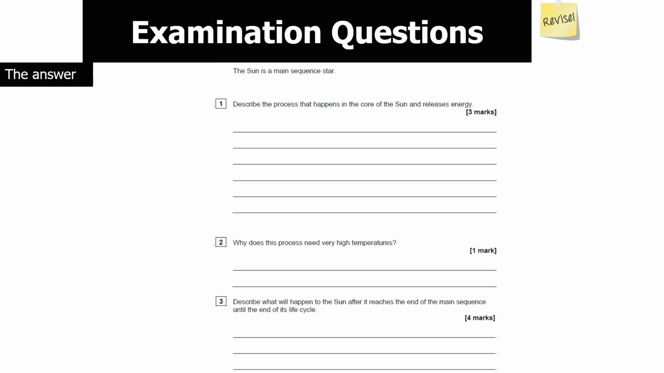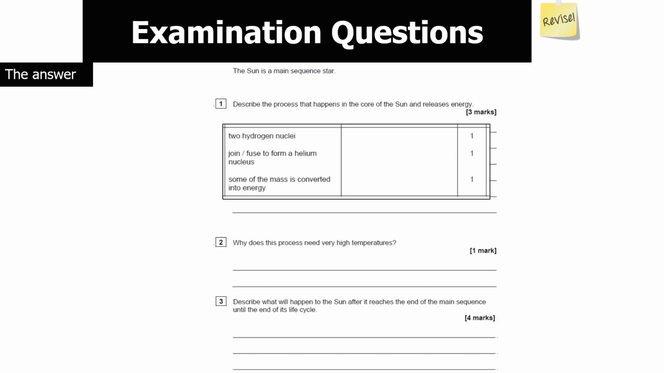Right, in this first one, you've got to know what happens in the core of the Sun or any star which will allow it to release radiation. So you've got nuclear fusion. What happens in nuclear fusion is 2 hydrogen nuclei will join or fuse together to form a helium nucleus. This will cause some of the mass of the original hydrogen nuclei to turn into energy, and that is what is radiated out of a star.